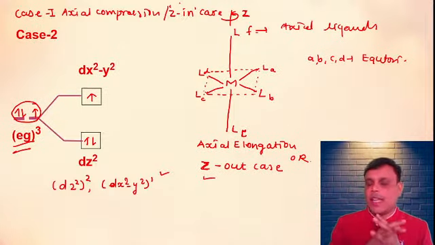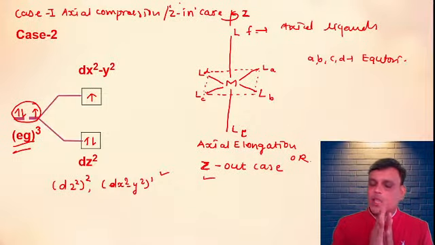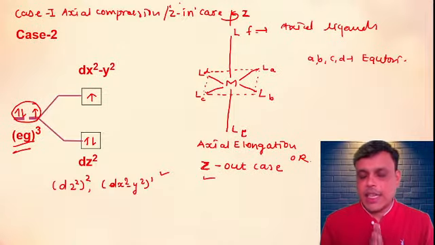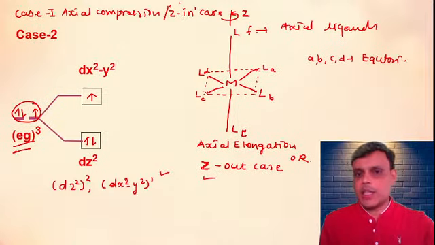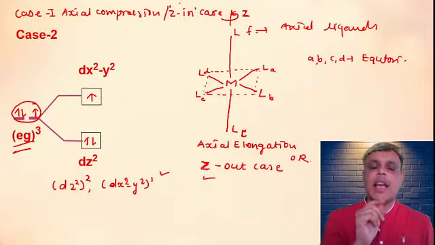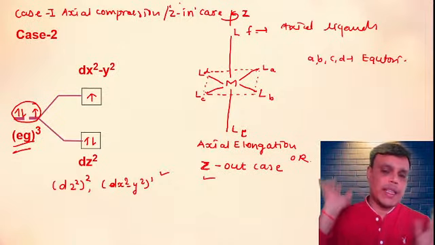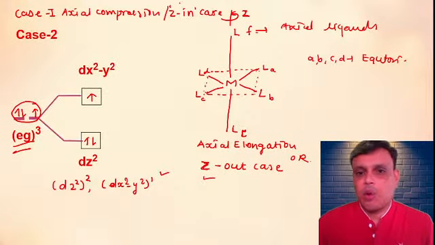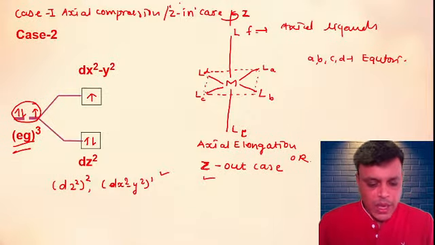Case number 1 is called axial compression, and this axial compression is also called a Z in case. Case number 2 is called axial elongation, and it is called a Z out case. Very simple है, ठीक है. Understood this?